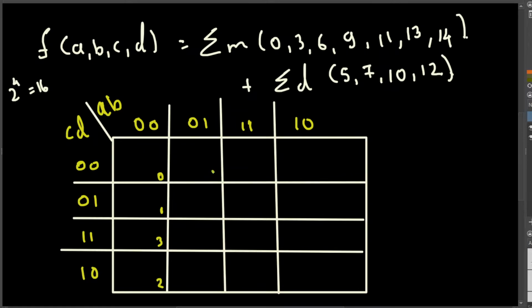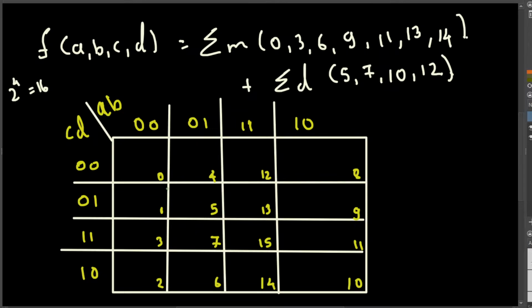0 1 0 0 represents 4, 0 1 0 1 represents 5, 0 1 1 1 represents 7, 0 1 1 0 represents 6, 1 1 0 0 represents 12, 1 1 0 1 represents 13, 1 1 1 1 represents 15, 1 1 1 0 represents 14, 1 0 0 0 represents 8, 1 0 0 1 represents 9, 1 0 1 1 represents 11, and then 1 0 1 0 represents 10.